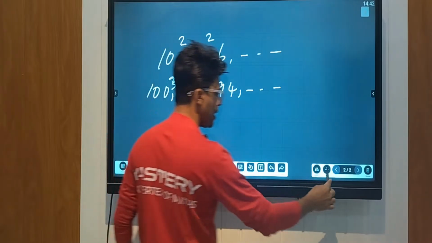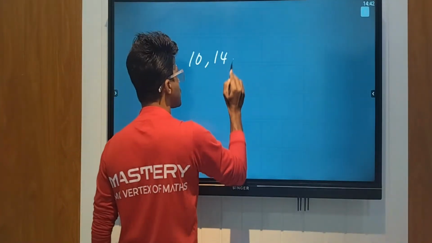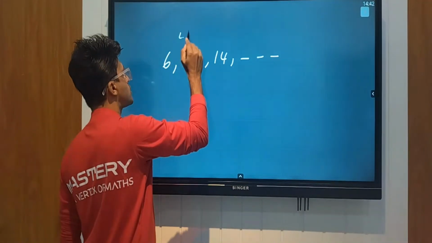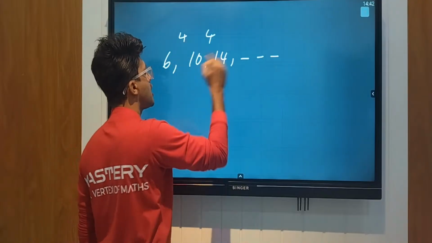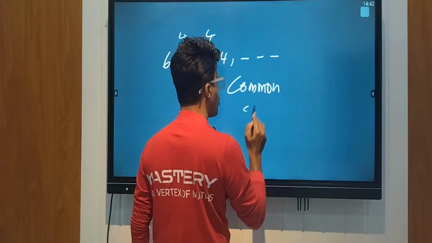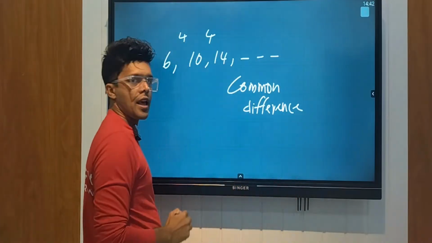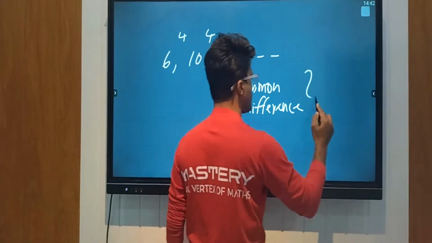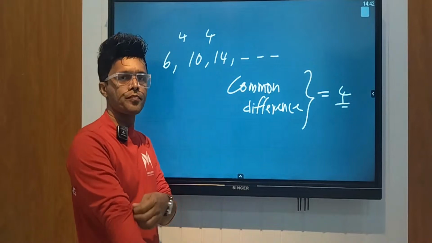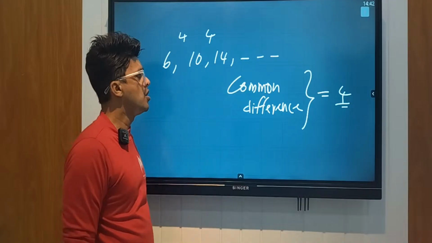Okay, now enough. Let's consider this one: 6, 10, 14, and so on. You could see the same digit added here. This digit we name as the common difference. The common difference is 4 here. When it comes to this number sequence, the common difference is 4.